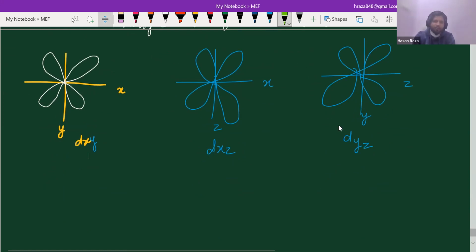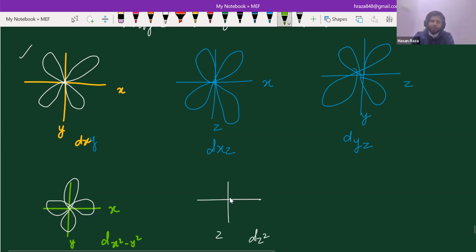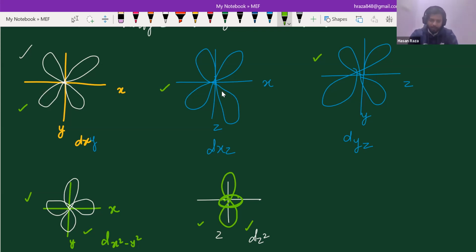Now, if you are going to draw the structure for dx square minus y square, this is x, this is y. In all three that I have written on top, the lobes are between the axes, but in dx square minus y square the lobes will be on the axes. Then comes z, and the structure of dz square will be like this. On the basis of lobes, these four are similar because they have four lobes and this has two lobes. But on the basis of lobes on the axes or between the axes, these are similar because they have lobes on the axes, and these are the lobes between the axes. Is that clear? Okay.